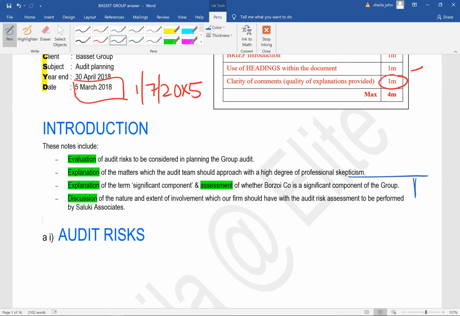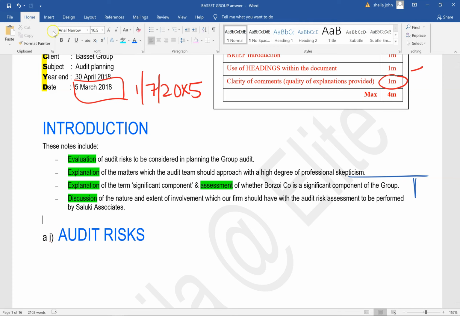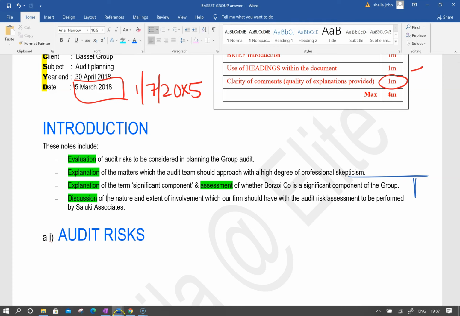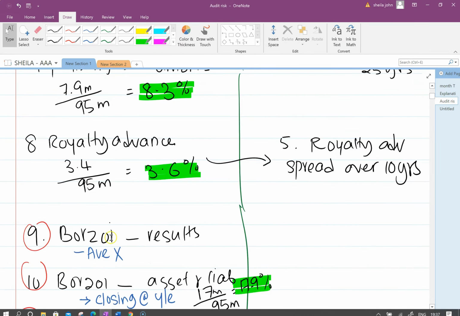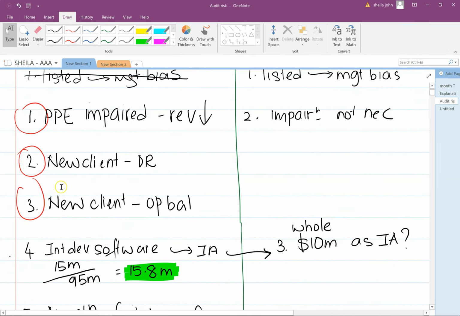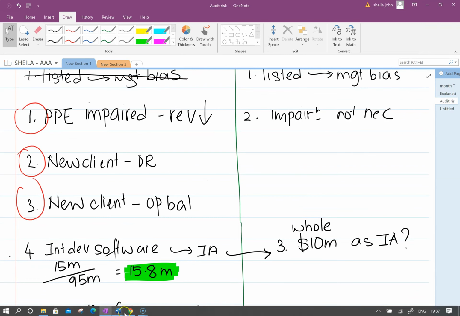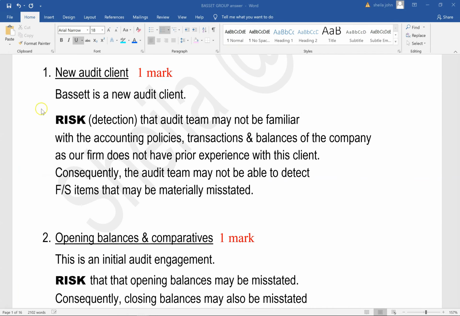So then we're starting with the audit risk. So what would be the first point? The first point that I'm going to put down here is I'm going to start off with the easy points here. The easy points here are my point number 2 and number 3. The point about the new client here is 1 mark.